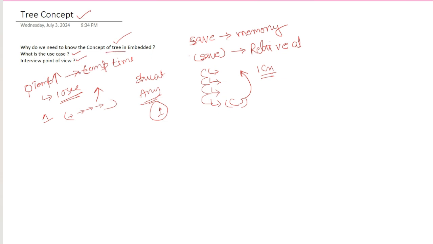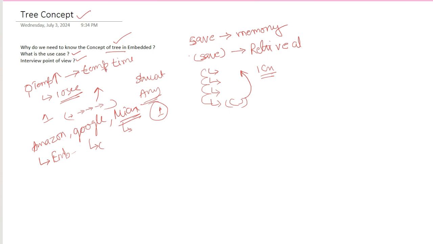Now from an interview perspective, this question is asked in Amazon, in Google, and in Microsoft. For Amazon, there are embedded devices like Alexa and all. For Google, we know there are a lot of embedded works going on. And for Microsoft, it's very important that they make computers, so they want to store data in a more efficient way. So they use this tree algorithm to save the data.